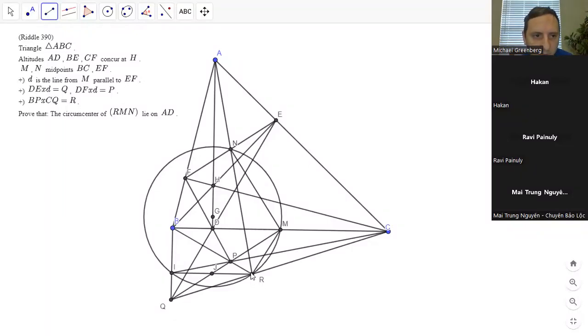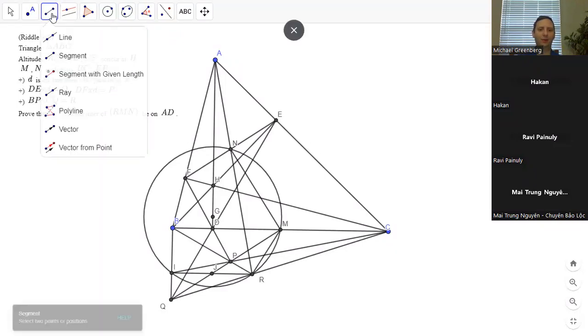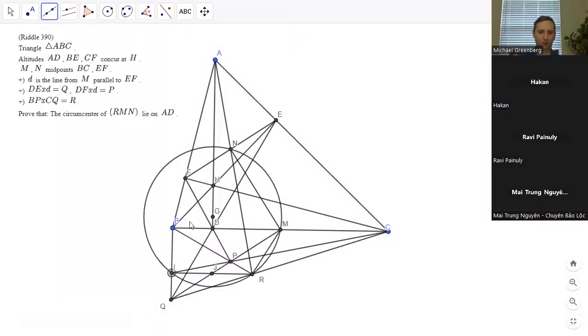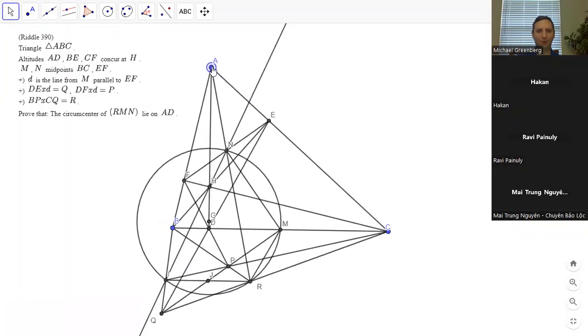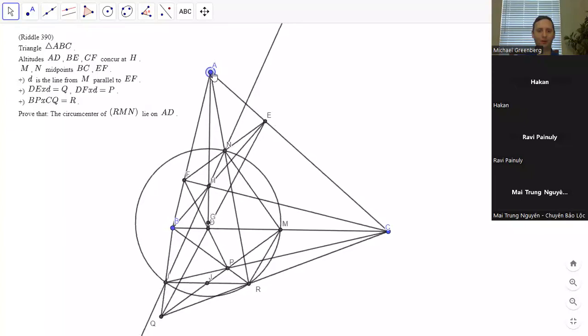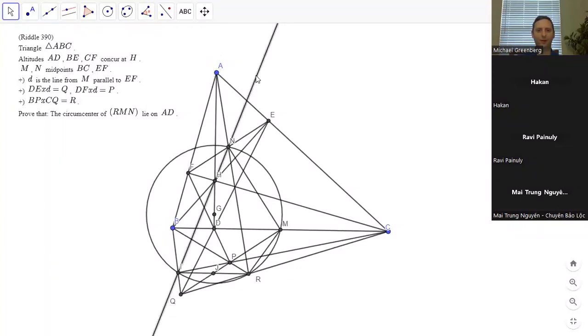All right, let's see. So in this case, G is the circumcenter of RMN. And yeah, maybe I, H, and N are collinear. I don't think so, but that would be really cool. Maybe it's true. Let's see. Interesting. So A, N, and R are collinear, and it also looks like I, N, and H are collinear. That's cool.